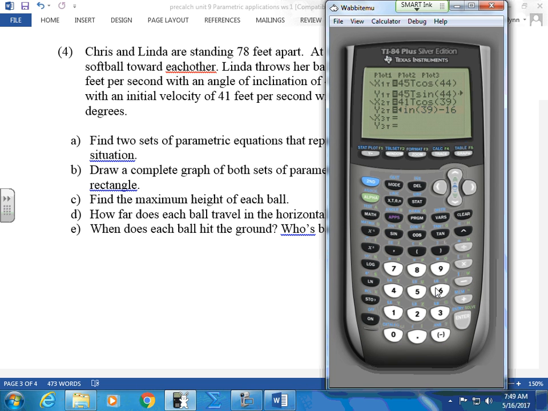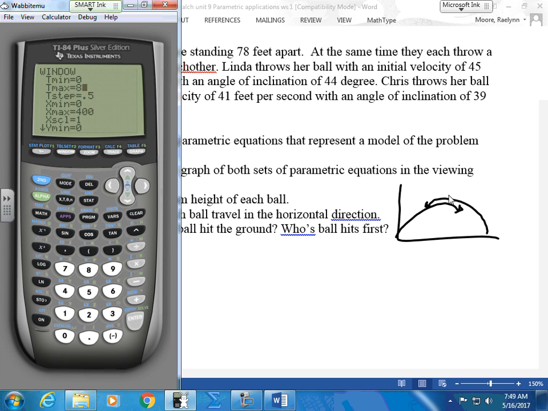So before you do this, just hang on 1 second. What should your window be? Let's check your window a little bit. 10 seconds is probably a little high for them, right? So we'll just make them 8. T-max. How far apart are they? 78. So let's make this 100. And my vertical, I don't know, like 50. It's not that high. They're probably not throwing that high in the air.